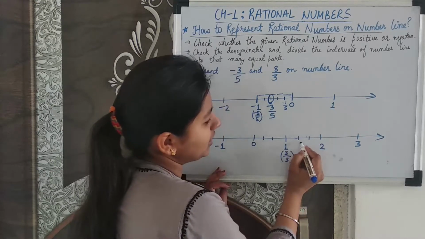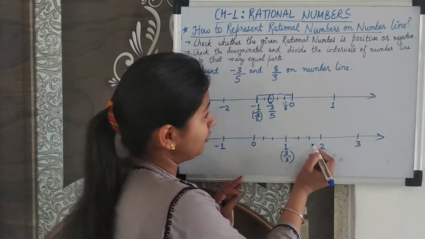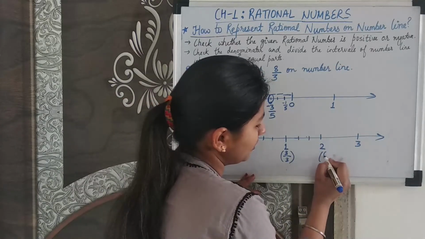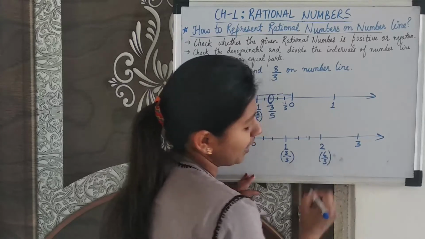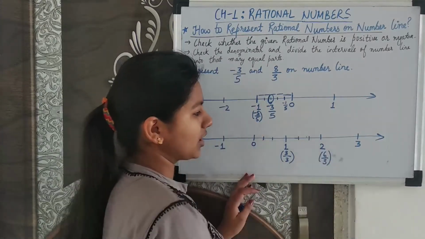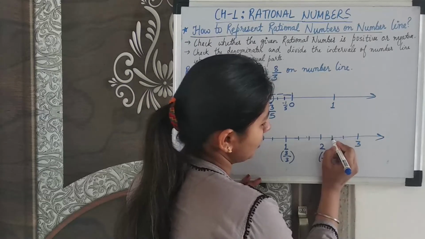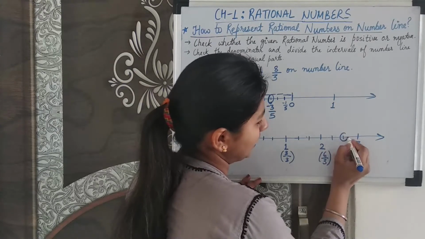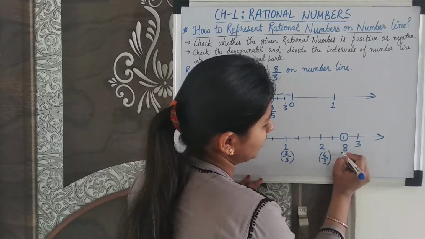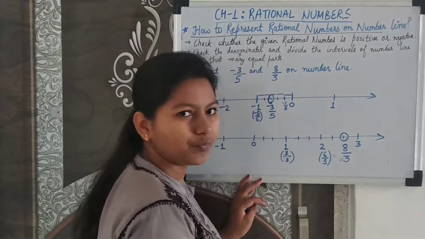So this is 4 by 3 and this is 5 by 3. This 2 will be taken as 6 by 3. 6 by 3 you can check, it's coming 2 only. Now again 2 equal parts. This is 7 by 3 and this is 8 by 3.